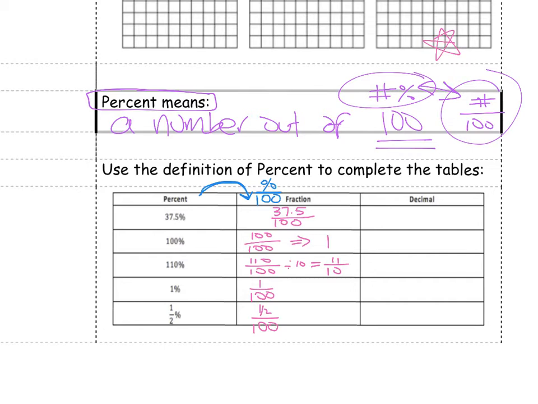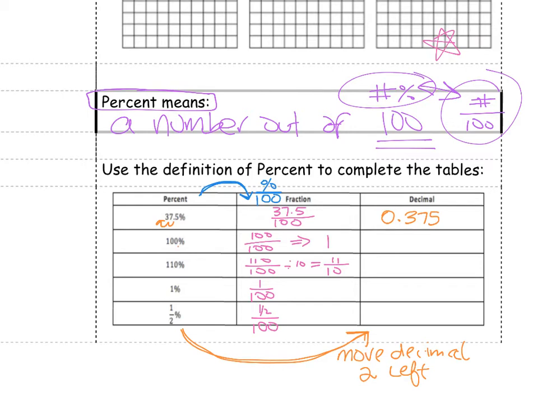We then also have to convert all of these percents or fractions into a decimal. When I'm converting, I like to start with my percent. I know my percent to decimal, you move your decimal 2 to the left. And so if I'm starting with 37.5%, I take my decimal and I move it 2 to the left. That makes my decimal 0.375.